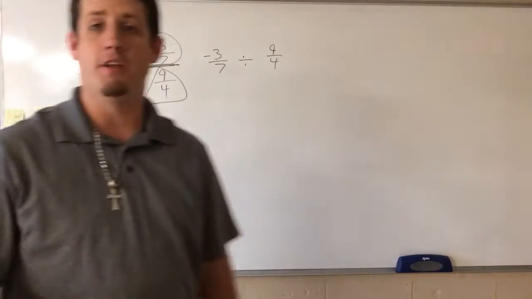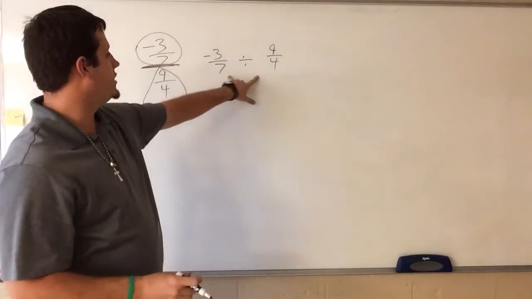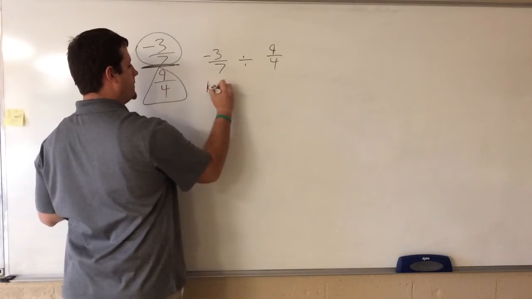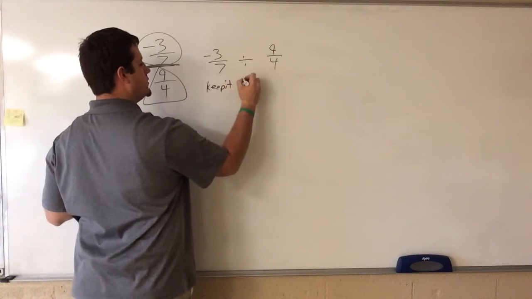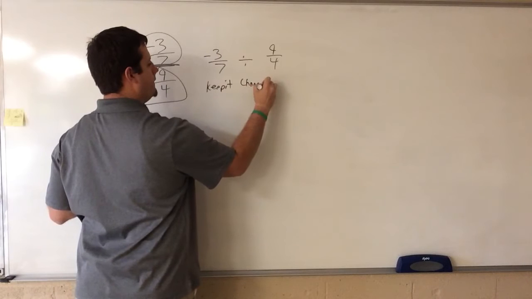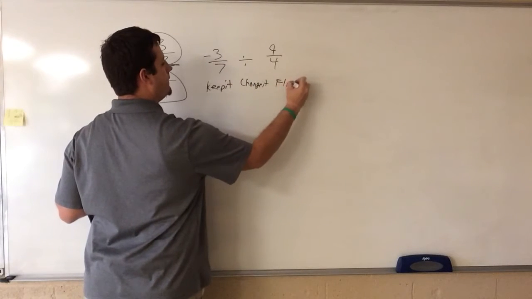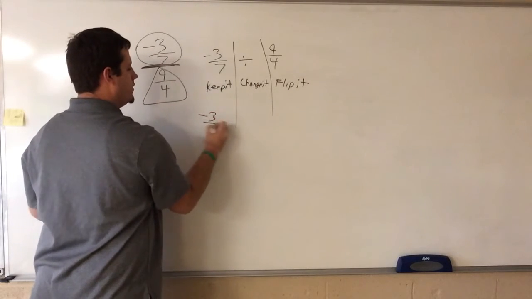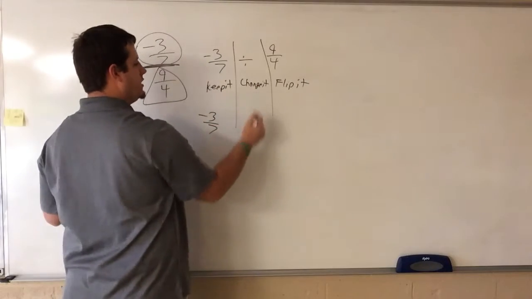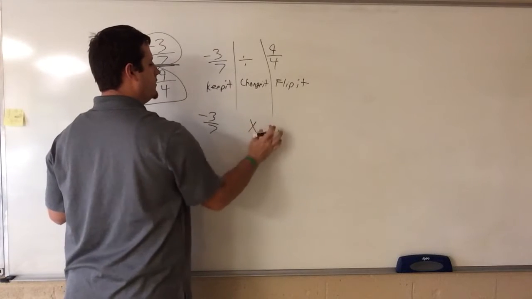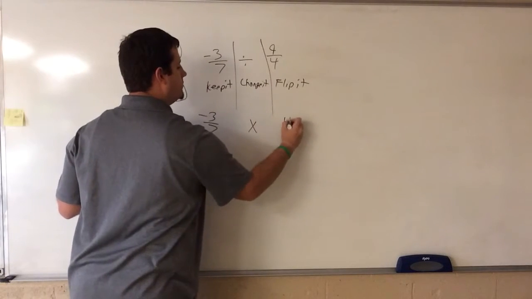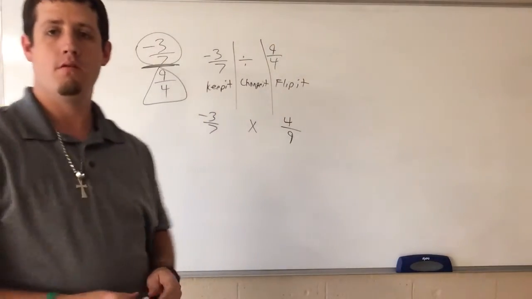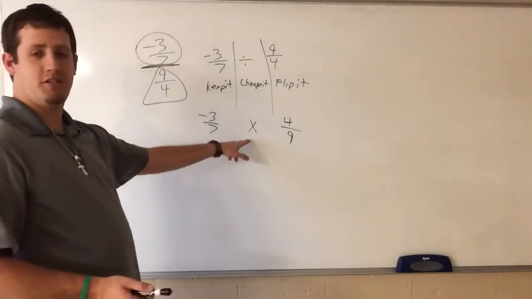All right, so according to your notes, when I have a fraction being divided by a fraction, all I have to do is keep it, change it, flip it. So keep it, -3/7, change it into multiplication, and flip it. The bottom number becomes the top number, and the top number becomes the bottom number. So now I have a multiplication question.